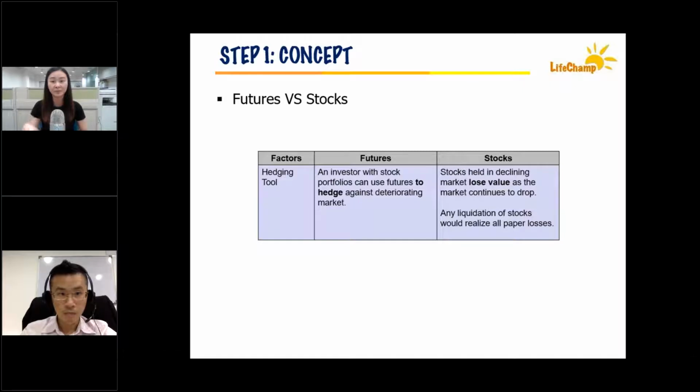So we call it hedging. If, let's say, you do stock only, then you can only sell, which means you realize your losses, or you can choose to hold.